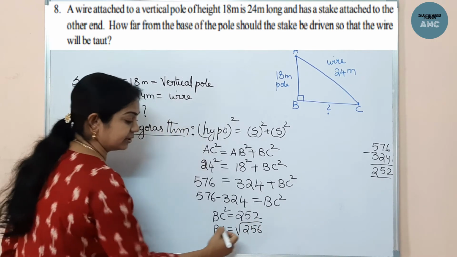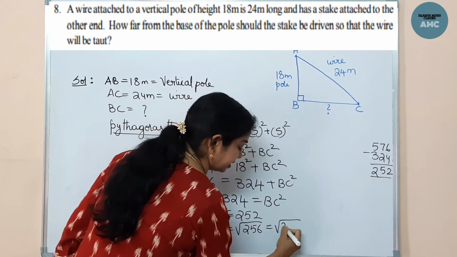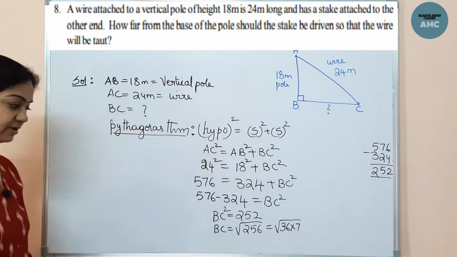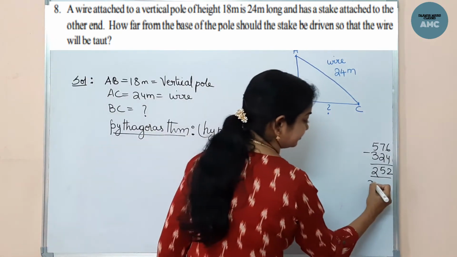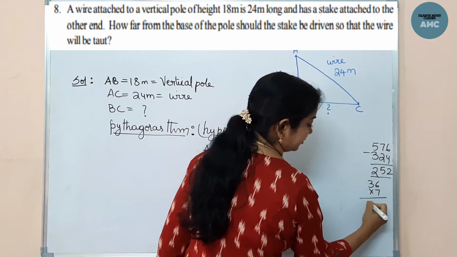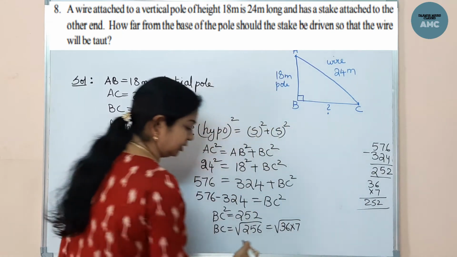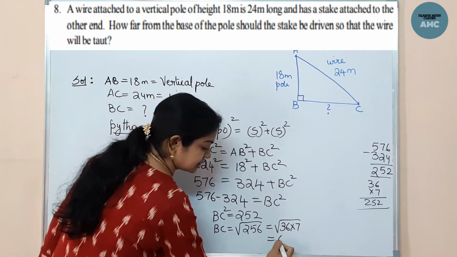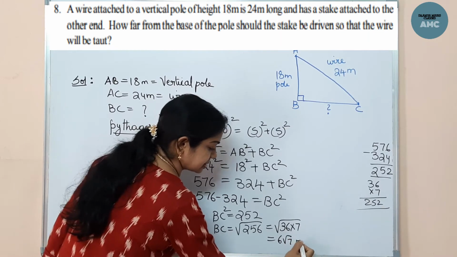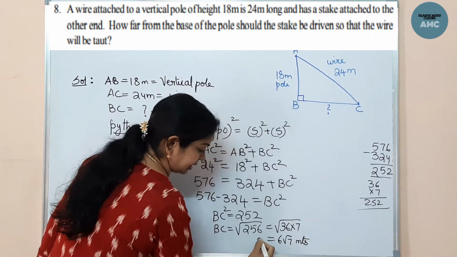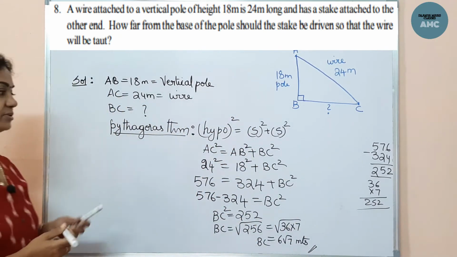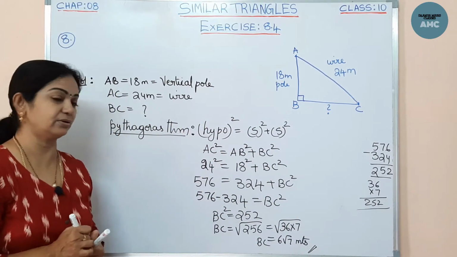252, you can write it in the form of 36 into 7. 36 is a perfect square. So this comes to 6 root 7 meters. Okay, that is the answer BC. So we can easily find the distance using the Pythagoras theorem. Pause the video and note it down.